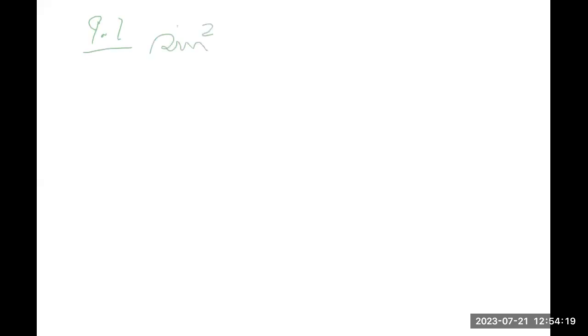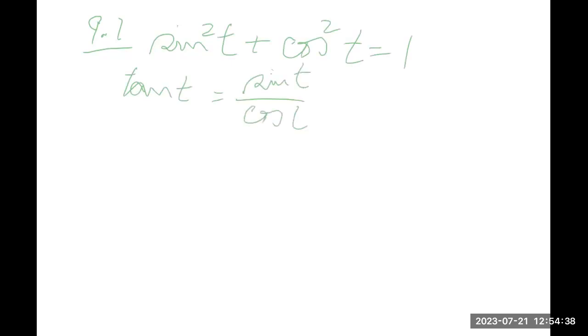sine square t plus cosine square t equals 1. And then tan t is equal to sine t over cosine t, and cotangent t is cosine t over sine t.